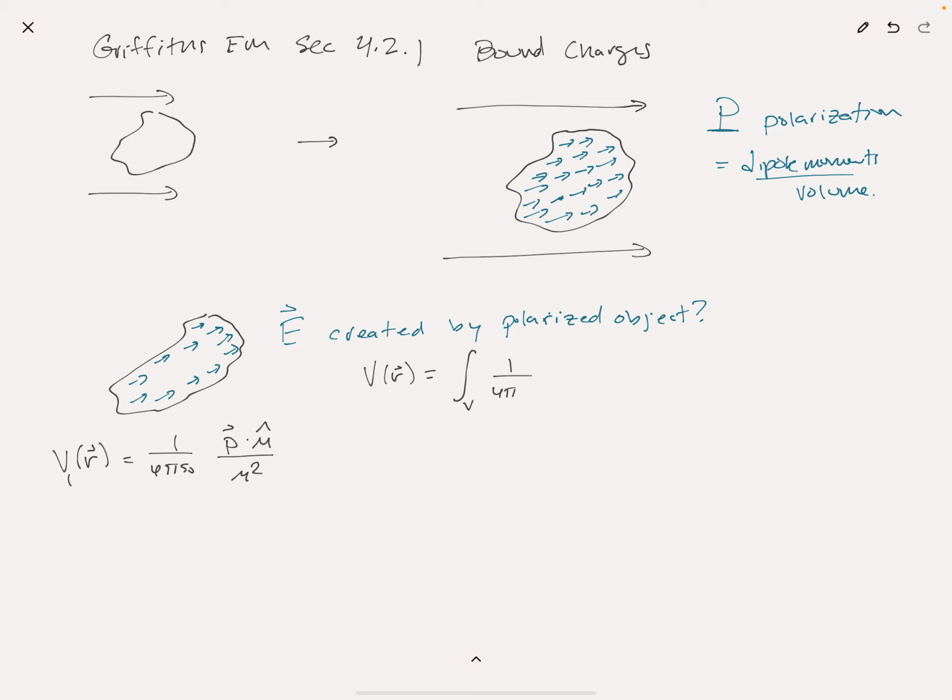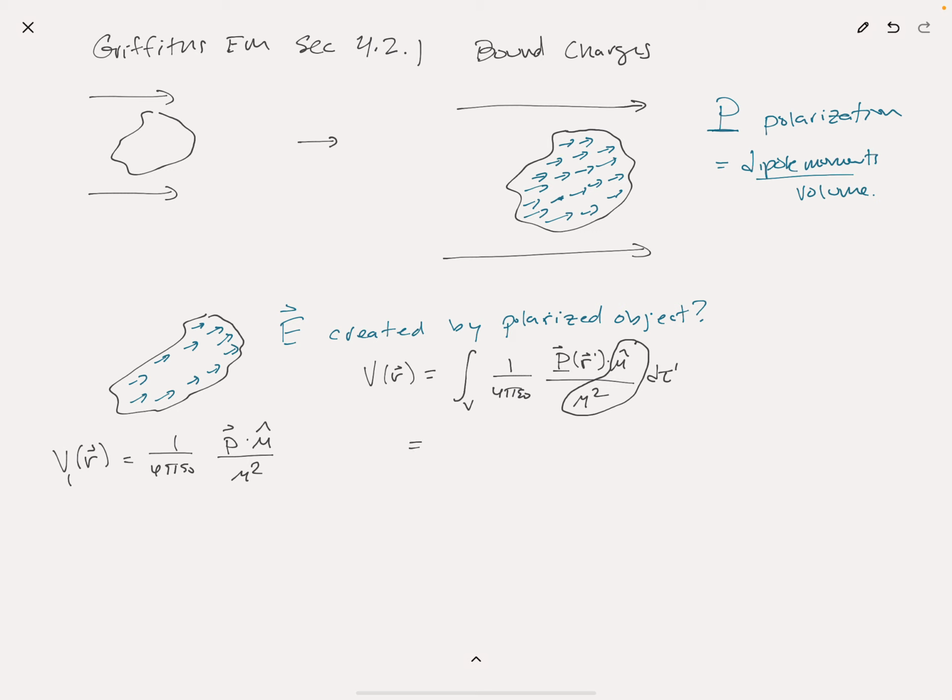All right, 1 over 4 pi epsilon naught, my polarization, which exists at my prime coordinates, because that's the things that are polarized, dotted with r hat over r squared. Integrate that over all the charges, or in this case, all the dipoles. All right. And we could technically stop there, but that's not very useful. Griffiths shows us a nice little trick, which says that we're going to replace this with a gradient term.